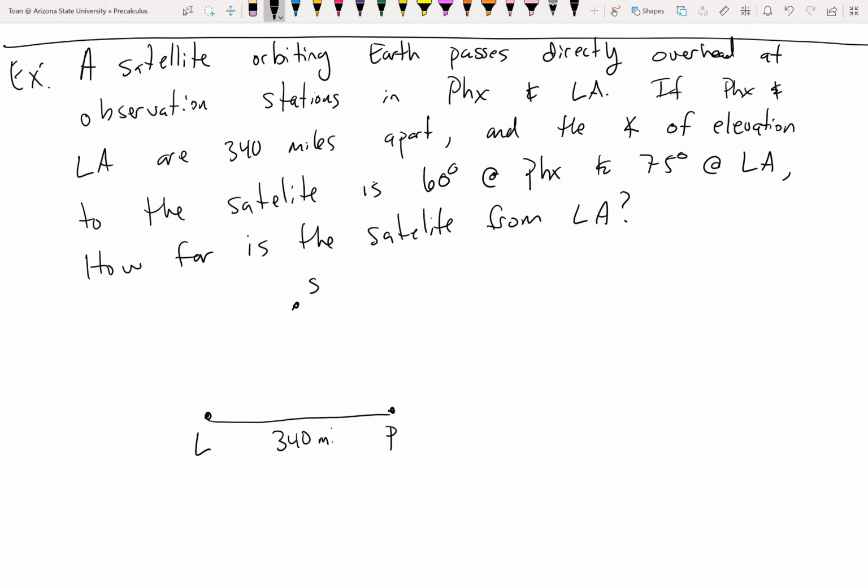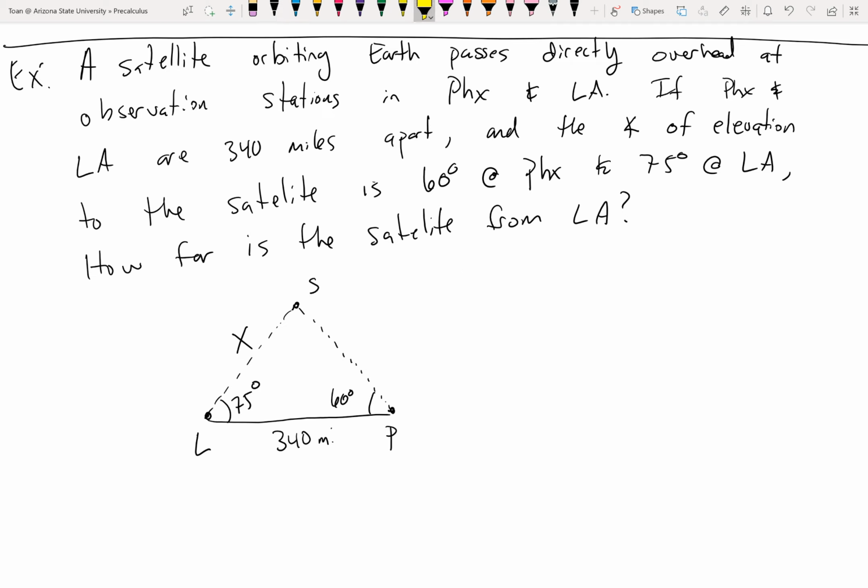I know the distance between Phoenix and LA is 340 miles because it told me. And it gave me angle of elevation. So I know there's going to be an angle up to the satellite. According to the problem, the angle of elevation from Phoenix is 60 degrees, and from LA is 75 degrees. And it wants us to find the distance between the satellite and LA. So in our picture, it wants us to find x.